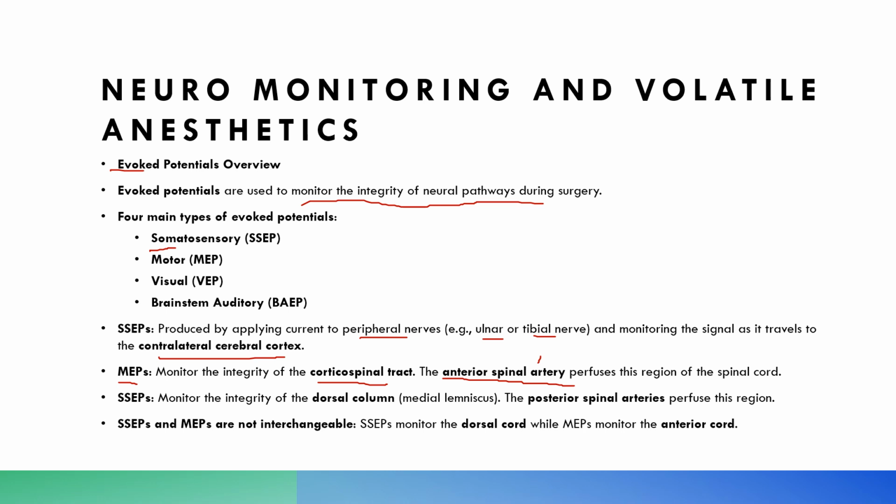All right. SSEPs monitor the integrity of the dorsal column, which is the medial lemniscus column. The posterior spinal arteries perfuse this region. So when we talk about somatosensory and motor evoked potentials, they're not going to be interchangeable. SSEPs monitor the dorsal cord, while MEPs monitor the anterior cord.